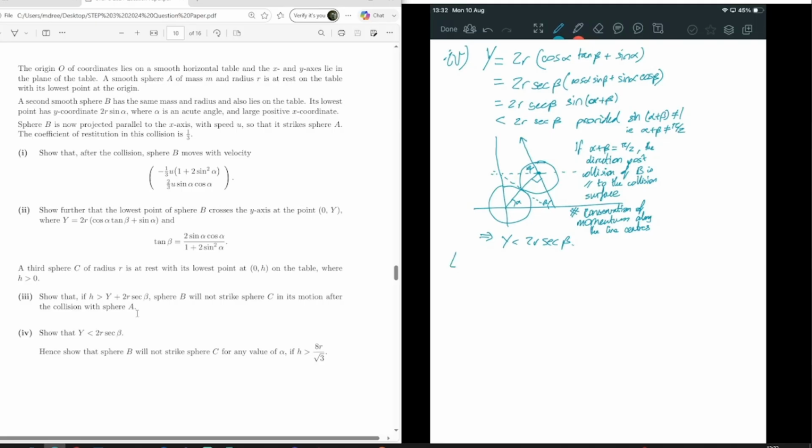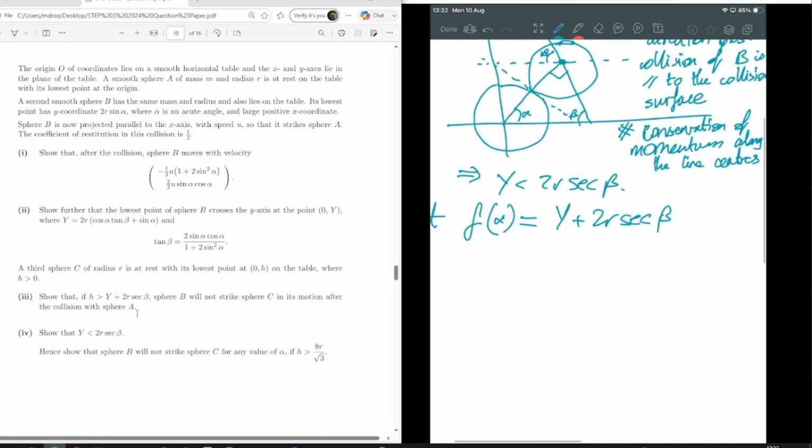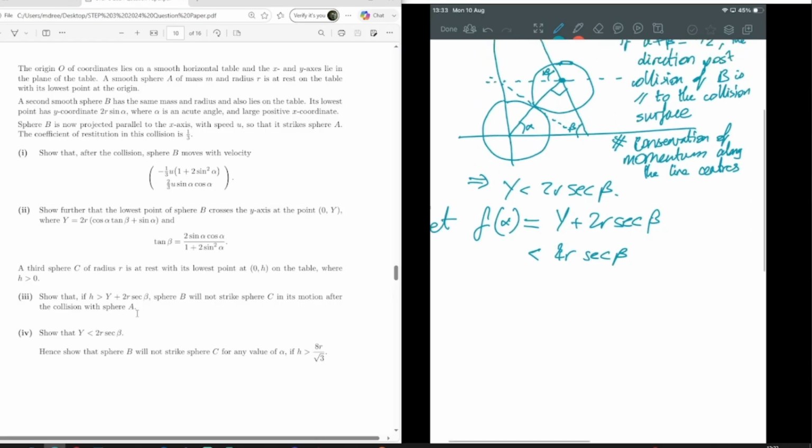So let f of alpha be this y plus 2r sec beta, and beta is all dependent on alpha. And we want to find the maximum. Well, we can say that this is always smaller than 4r sec beta, because y is less than 2r sec beta. So I'm trying to maximize this, where sec beta is a very particular thing.